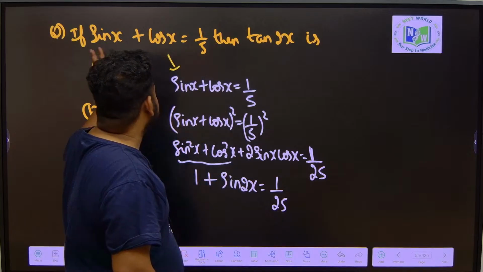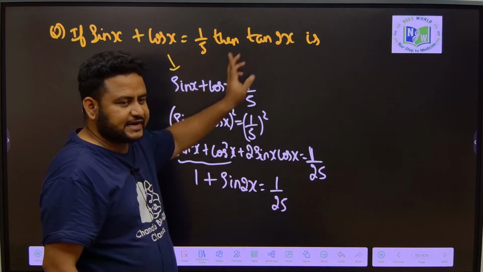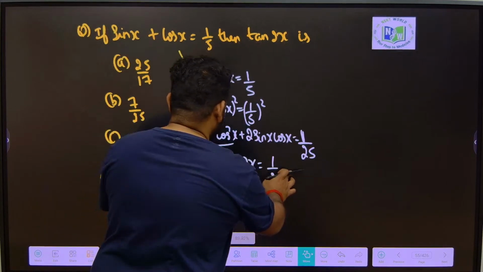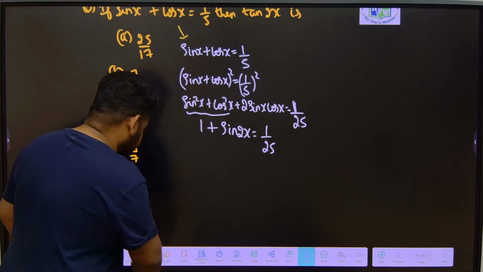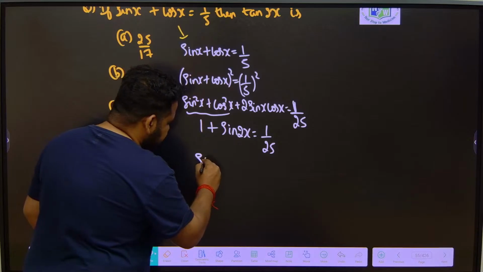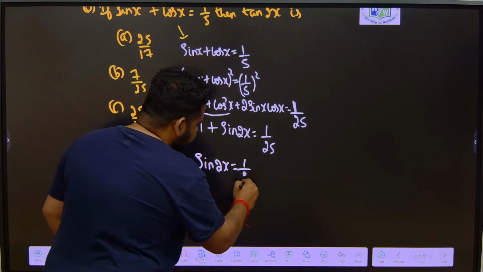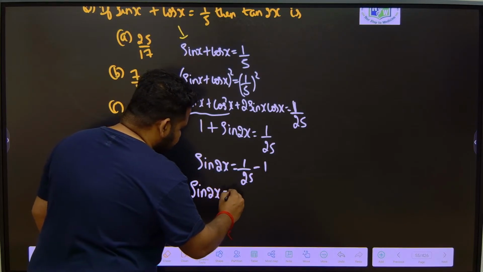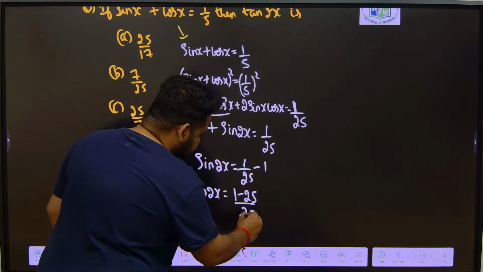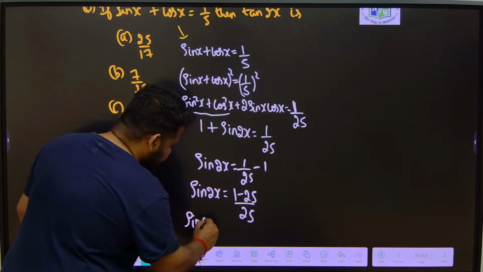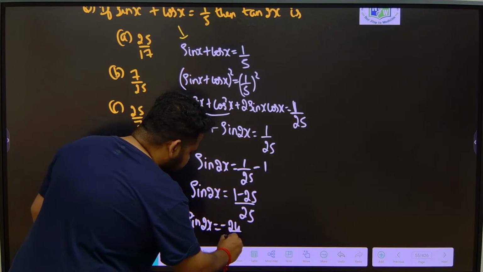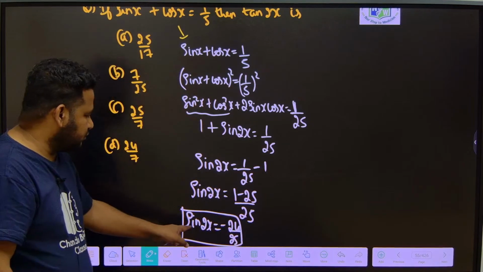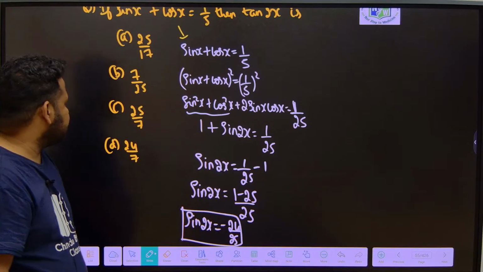They were given in sin and cos. We got sin 2x, but we want tan 2x. So sin 2x will be equal to, if I send 1 that side, see, observe here carefully, sin 2x can be written as 1 by 25 minus 1. So if I take LCM, sin 2x is equal to 1 minus 25 by 25. So that is nothing but sin 2x will be equal to minus 24 by 25. Sin is negative. Sin of 2x is minus 24 by 25. Okay, so this is what I have.